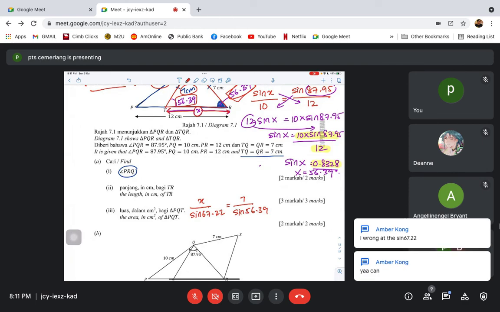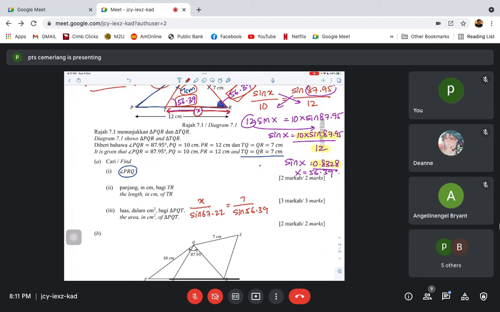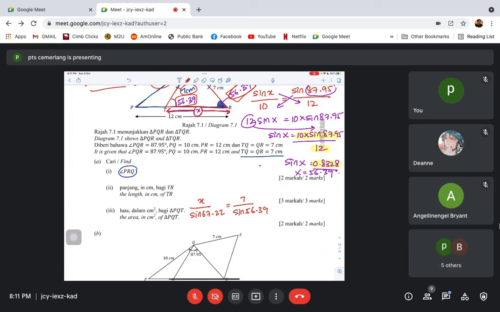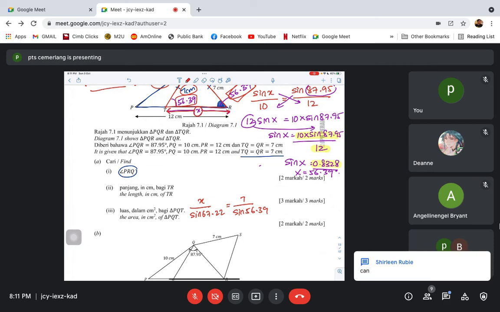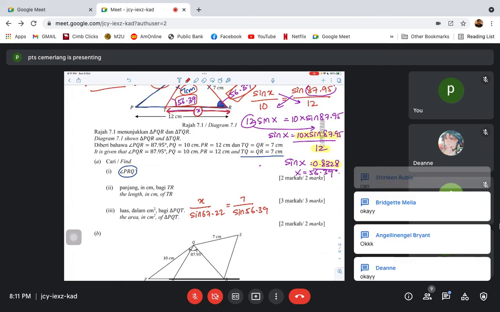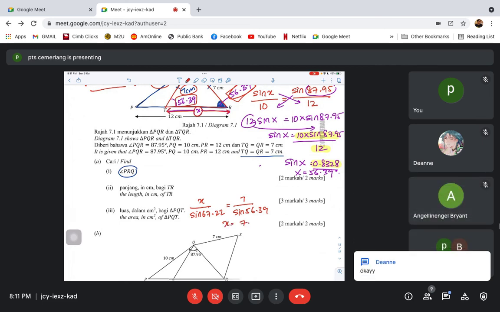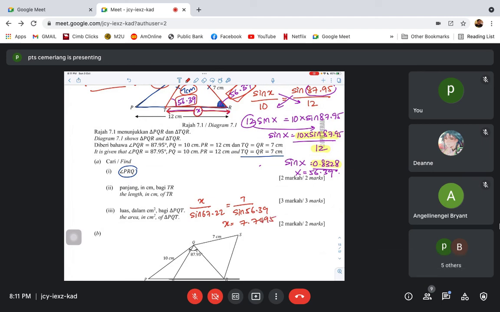So the sine 67.22. Okay, you understand why it is 67.22 now? Amber? The rest of you can or not? Okay, the rest of you okay or not? Bridget, Shalene, Deanne, Angeline, okay. Alright, so if you're okay, then the value of x over here is 7.7495 now.